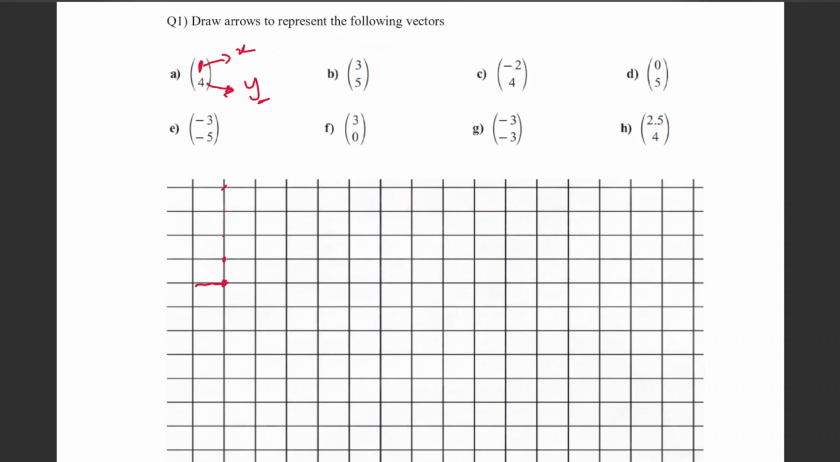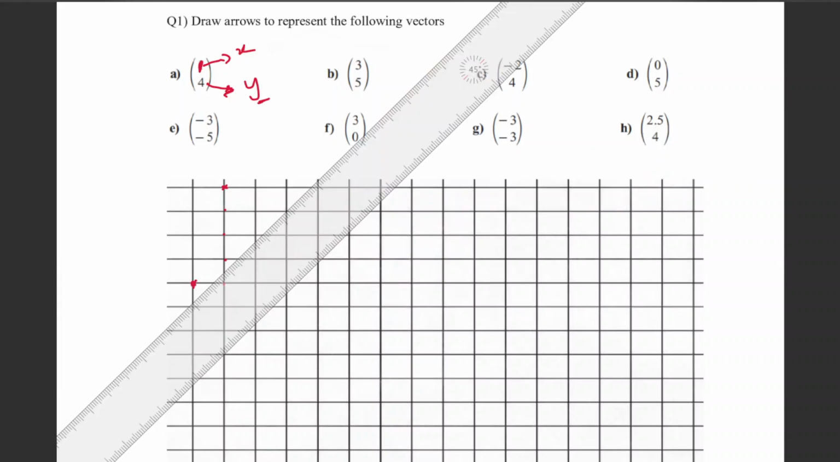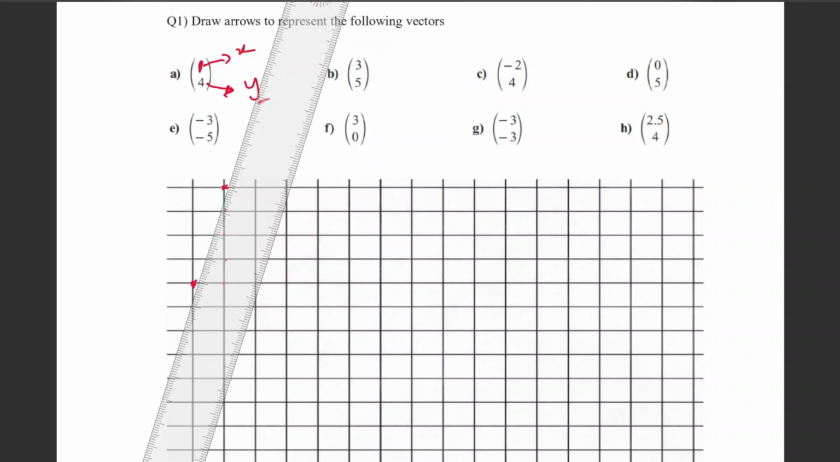So, one more time I'll explain. Let's say this is the point I'm taking. I go 1 unit towards the right, and from here I have to go 4 units above. So 1, 2, 3, 4. So I reached here, and our vector is ready. So we have to draw the line.